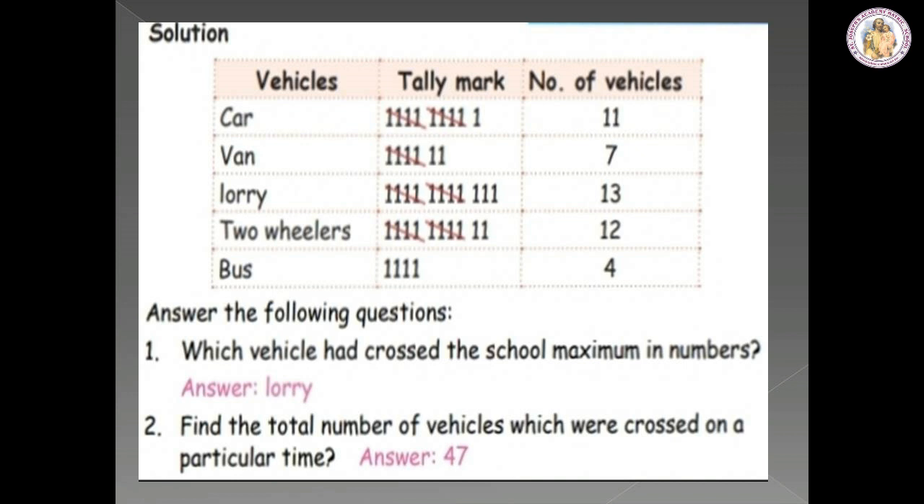Second one, find the total number of vehicles which crossed in a particular time. That is 47 vehicles. You have to total all the tally marks as well as the number of vehicles. So you will get the answer 47.